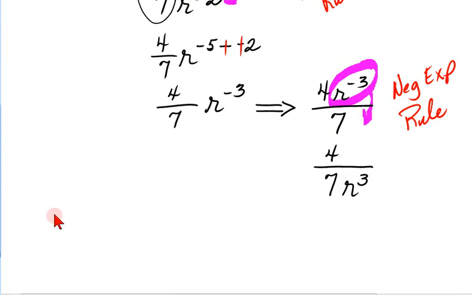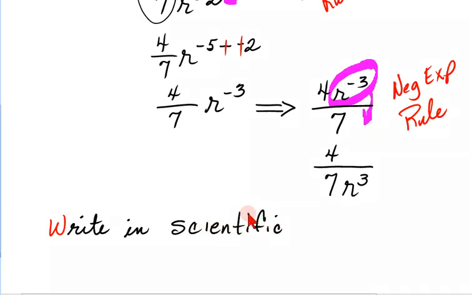Let's look at number 9, changes things. It says, write in scientific notation.